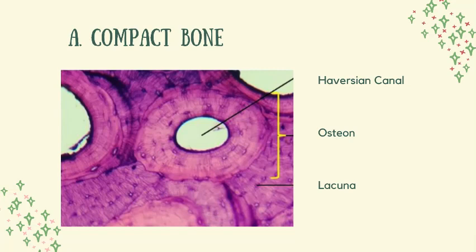The haversian canal is surrounded by a long hollow corridor called the osteon, which is the primary structural unit of compact bone. It is made up of concentric bone layers called lamellae. Lastly, the lacuna is a tiny space in the matrix due to the deposition of calcium salts around them, and osteocytes are trapped within it.